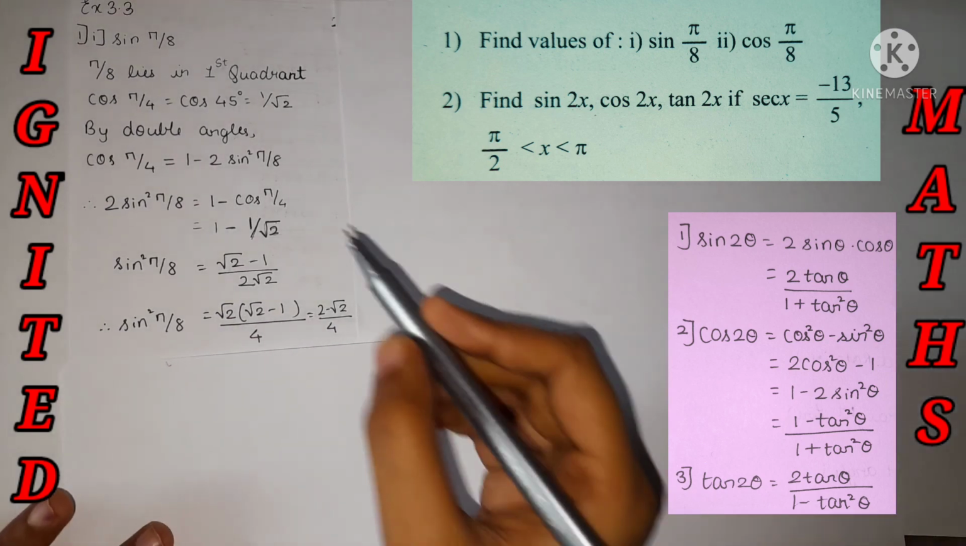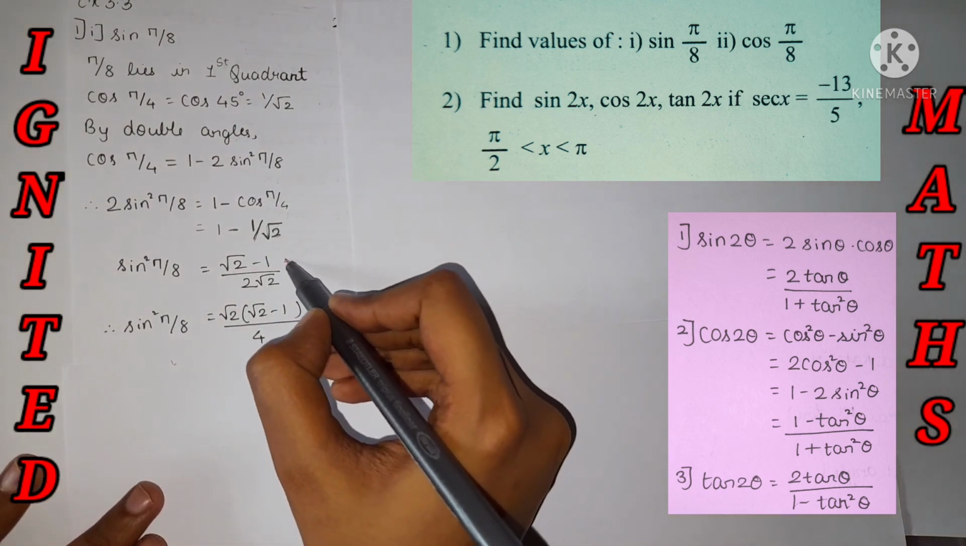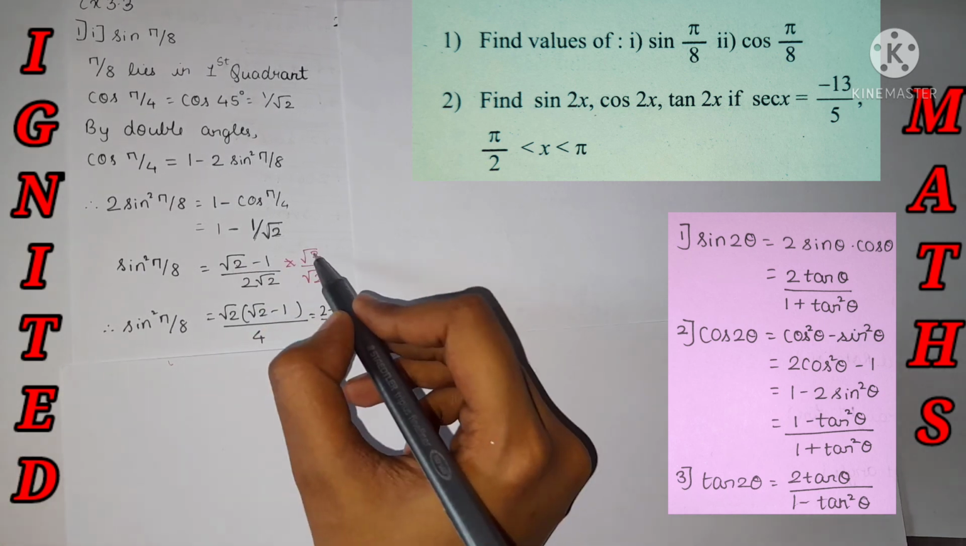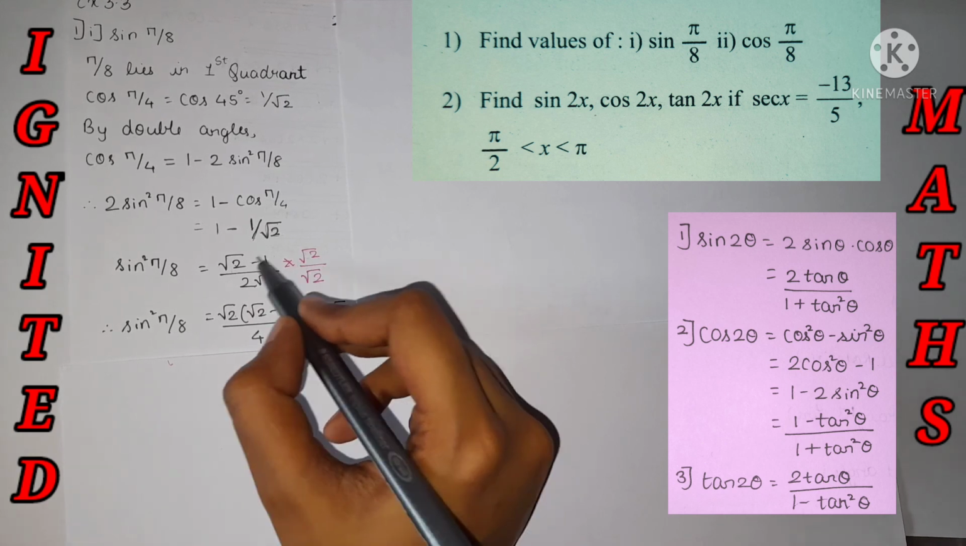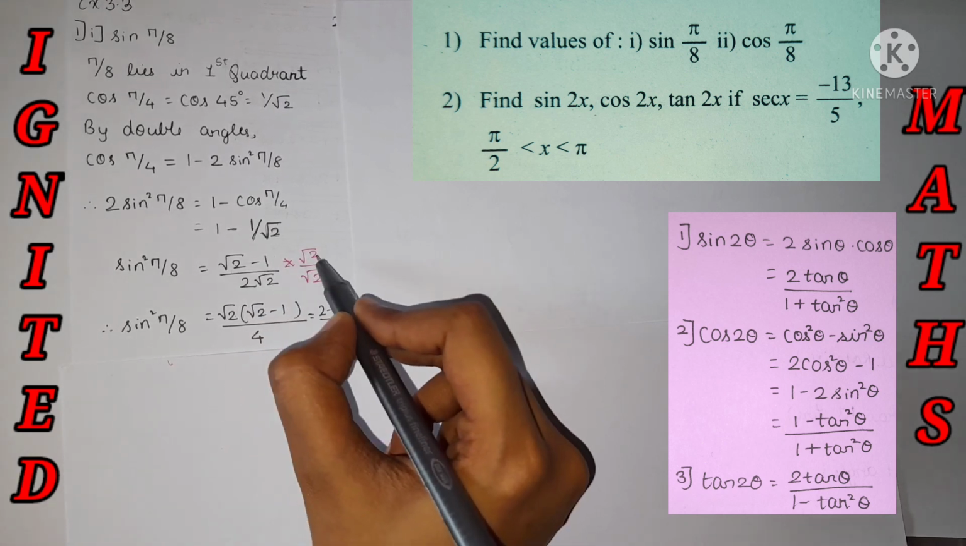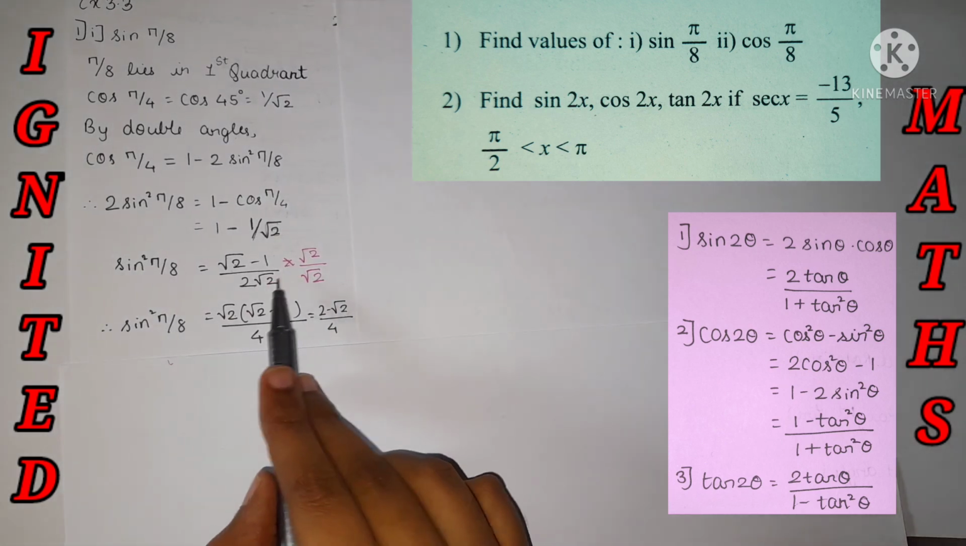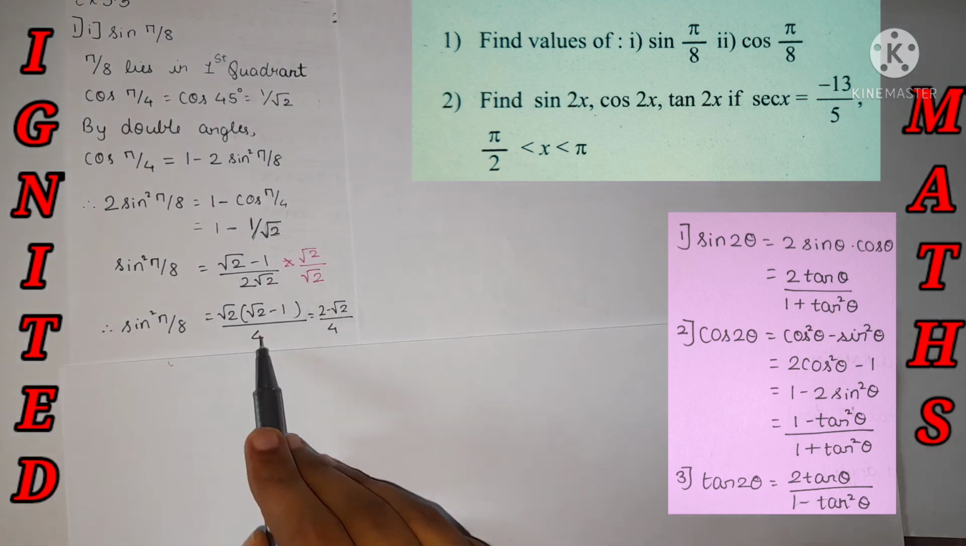Okay, I'll just do the calculation over here. Multiply by root 2 and root 2. Yes, so root 2 into root 2, it's nothing but 2, and over here minus 1 into root 2. Okay, minus 1 into root 2. Yes, it's absolutely same, and root 2 into root 2, 2 into 2, it's nothing but 4.